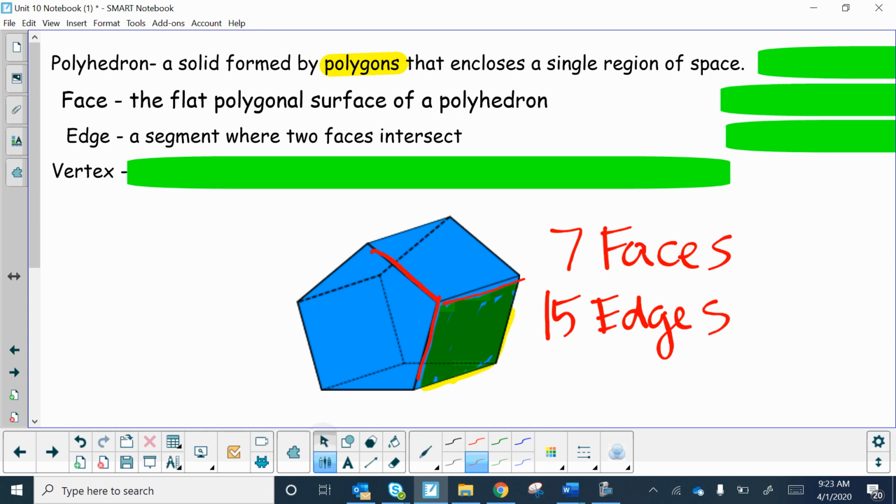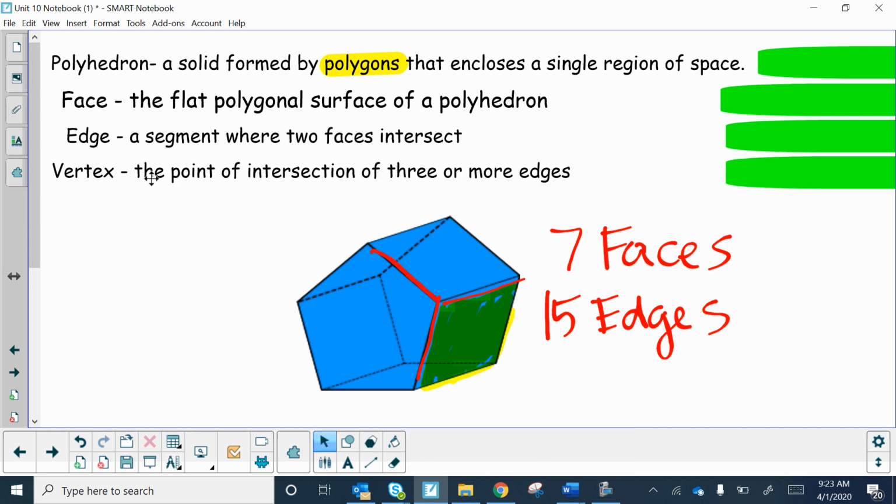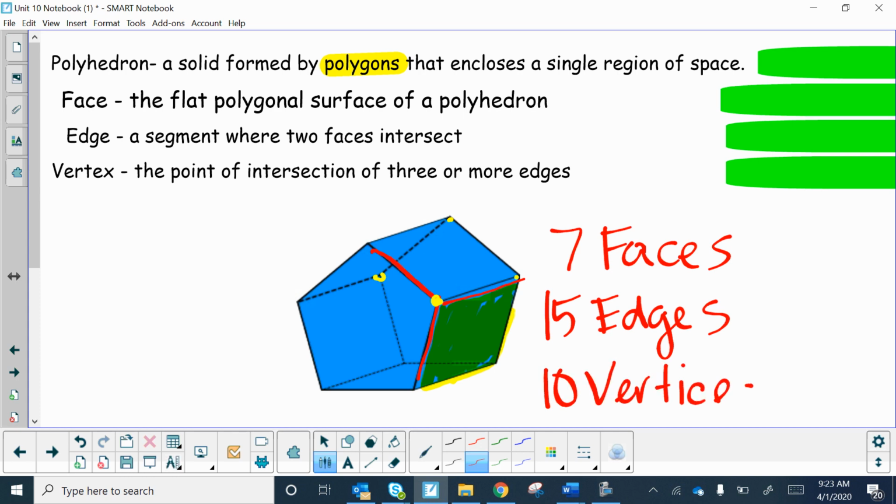Okay, and then lastly, a vertex. This is the point of intersection of 3 or more edges. So we're looking at this point right here. That point is a vertex. This is a vertex. This is a vertex. This is a vertex. So how many vertices are there? 1, 2, 3, 4, 5, 5 in the back. This one has 10 vertices. So be able to identify the face, the edge, and the vertex, or count all of them.